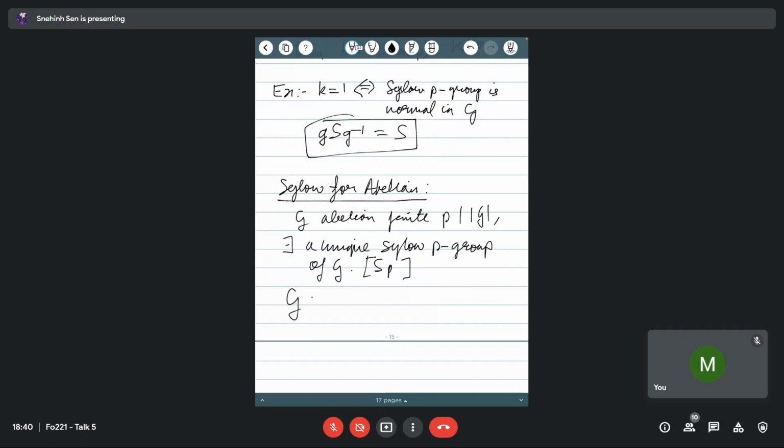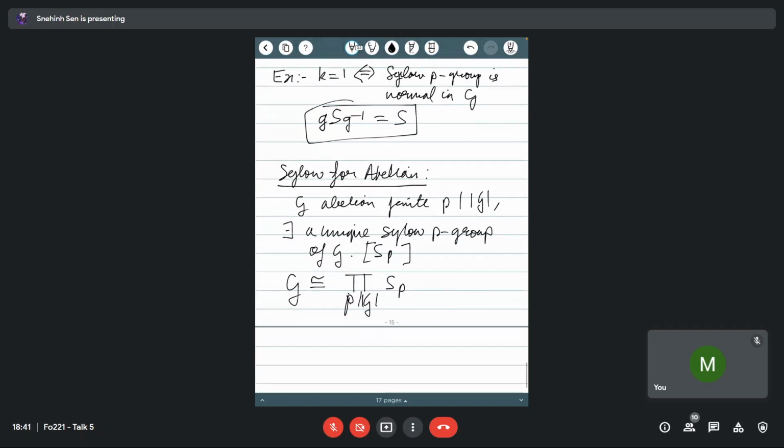You will get that G is isomorphic to the direct product of the Sylow p-subgroups, where p divides the order of G. So how do you do this?